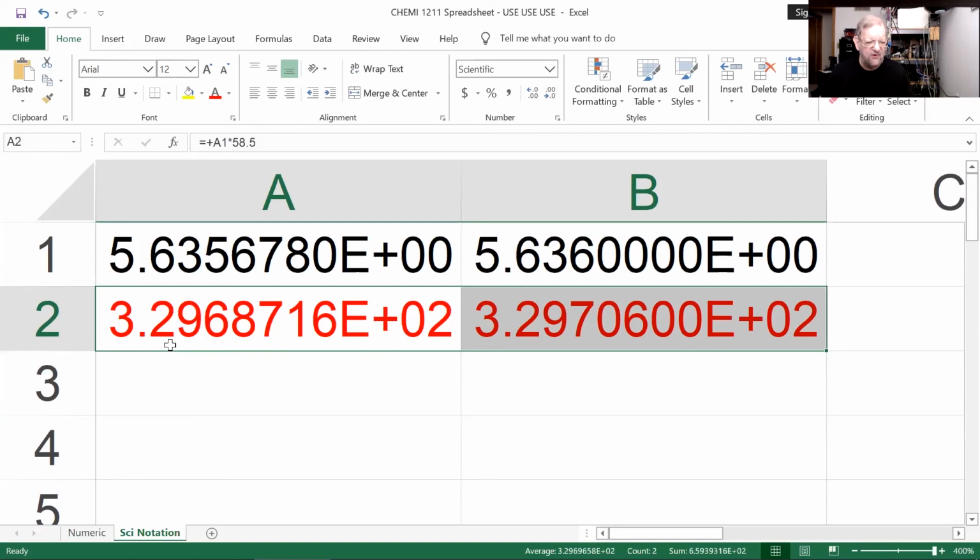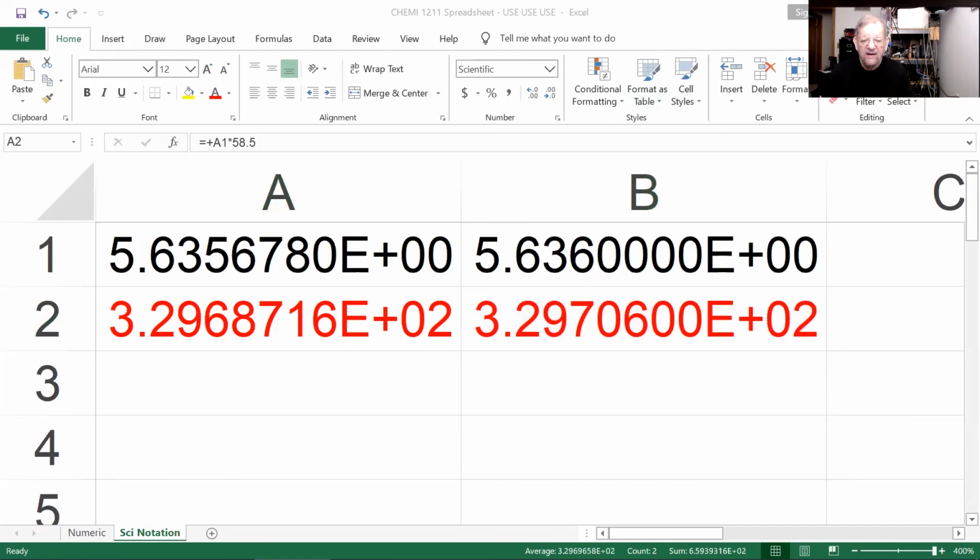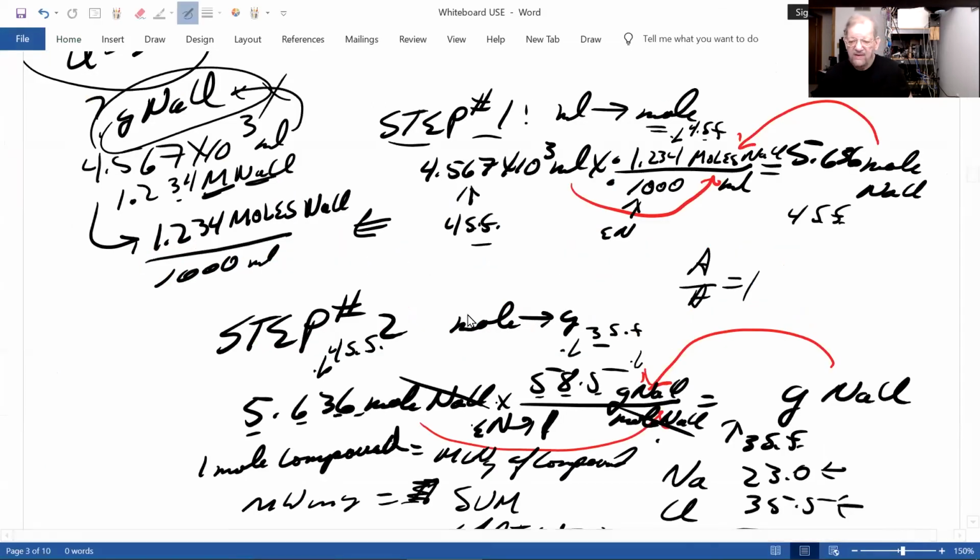Keep the 3, keep the 2, keep the 9. Use the 6 to round off here. Same thing here, use 7. You drop these numbers, increase this by 1, 9 becomes 10, which increases this. So the answer would be 3.30 times 10 squared. And that's how many grams you'd have to weigh out to make that solution. And that's how you do it.